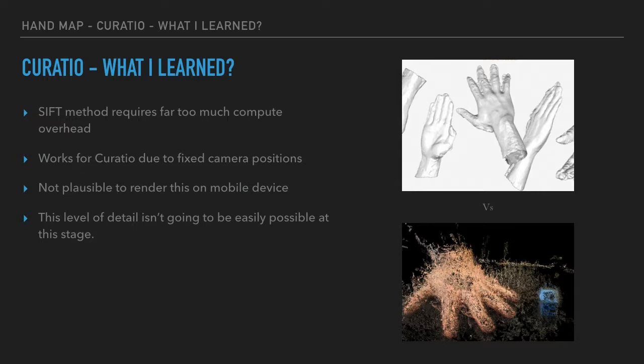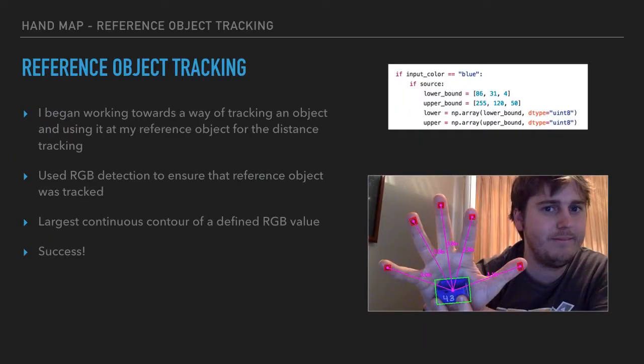So what did I learn from this? Well, I learned that my output was significantly worse than the output from Curatio. And I also learned that SIFT is probably too computationally intense for running on mobile. It works for Curatio very well because of the fixed camera positions that the Raspberry Pis are in when they take the image. This level of detail is just not going to be possible for me at this stage, but later on down the track I would like to look into using SIFT as a supporting method for my angle and distance measuring. At this point, I went back and had a look at my code that mapped angles from a reference object.